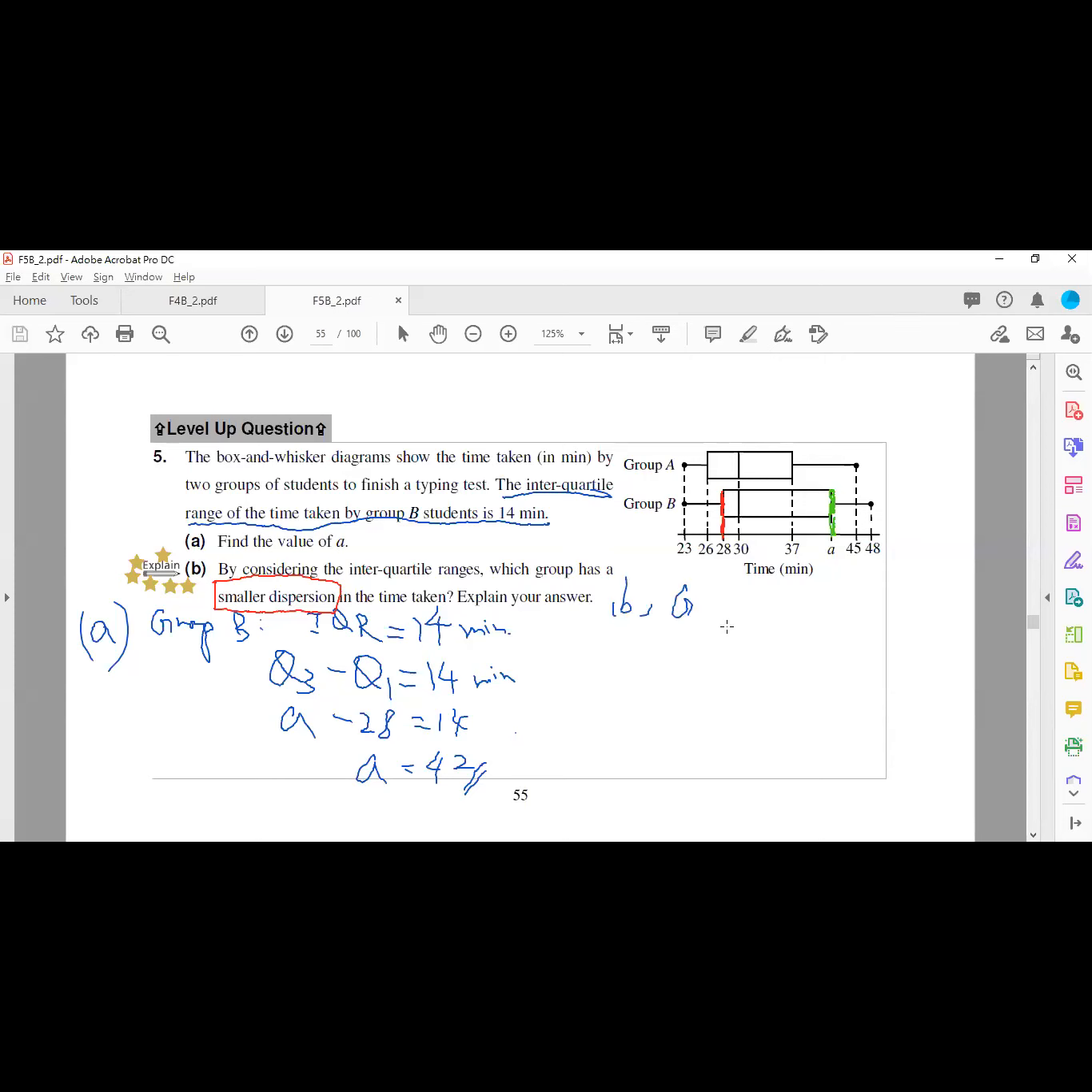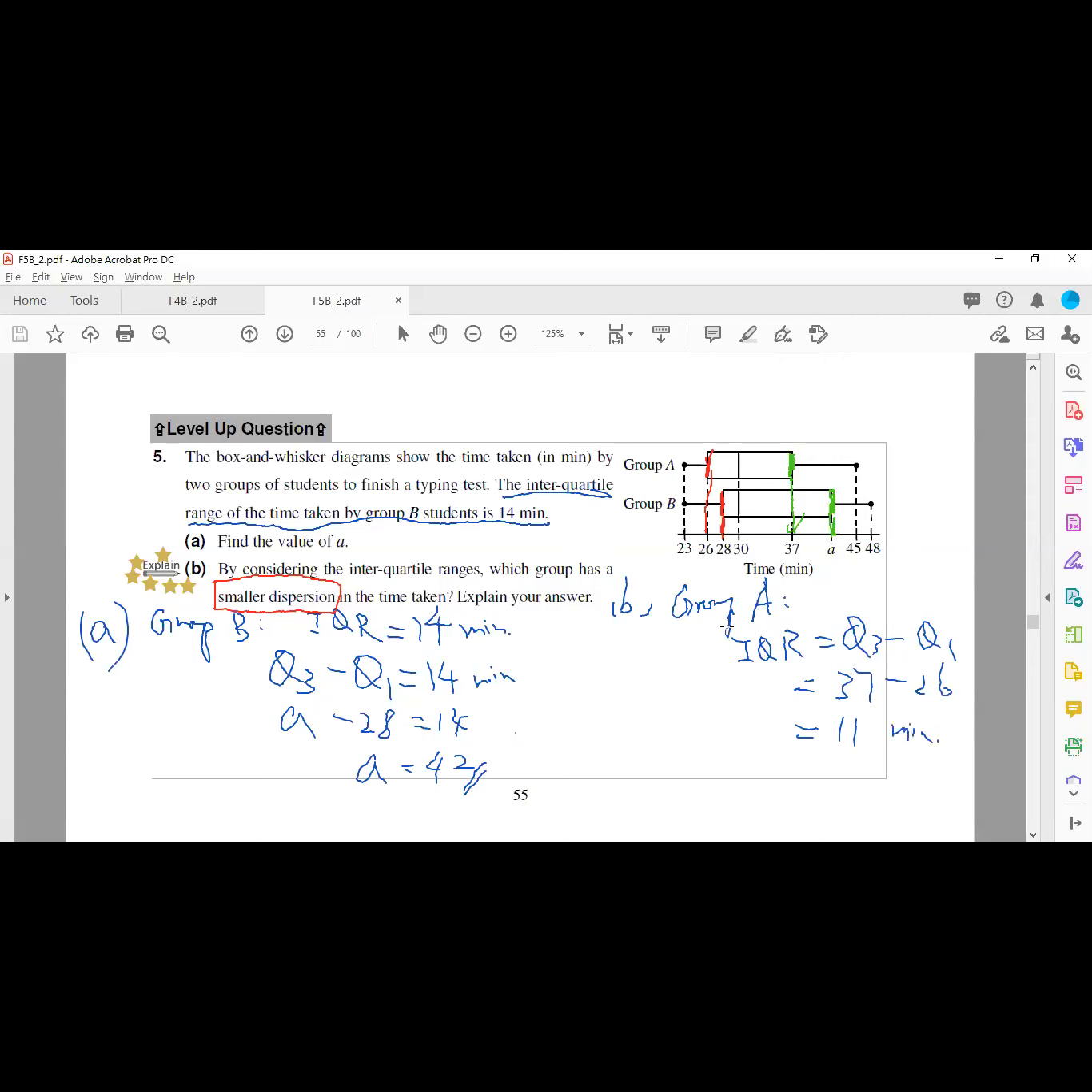So for Group A, the interquartile range is calculated by Q3 minus Q1. Q3 is the right side of the rectangle, which is 37. And then Q1 is the left side of the rectangle, which is 26. Okay, 37 minus 26 is equal to 11 minutes.